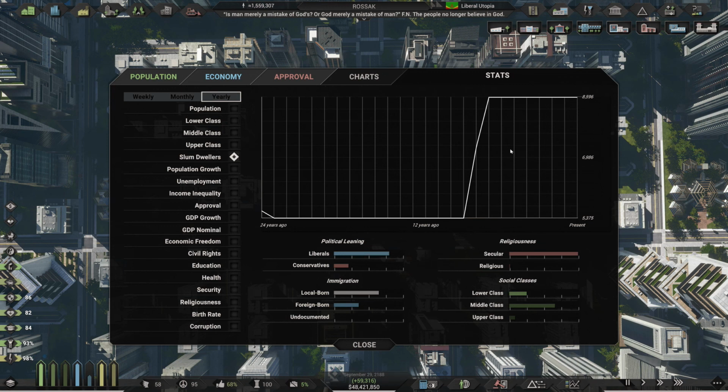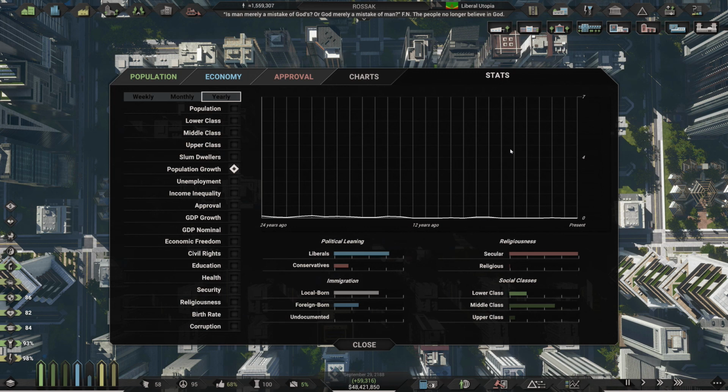So I had it real low, and then it popped up again. So I've got about 8,596 slum dwellers, which tells me that what I really needed was a little bit more in public housing. So that's a great way to show me that, yeah, I needed some more public housing. I was doing a great job here for a while and then kind of slacked off on it.